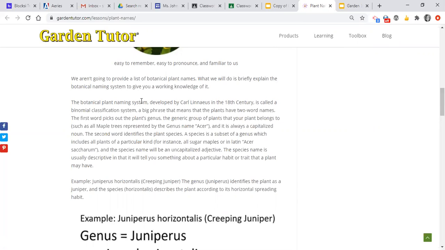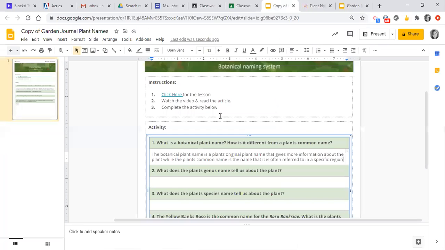Okay, so basically what we can say about the plant's genus name is that it picks out the plant's genus, a generic group of plants that your plant belongs to. So it tells us the generic group of plants that it belongs to.